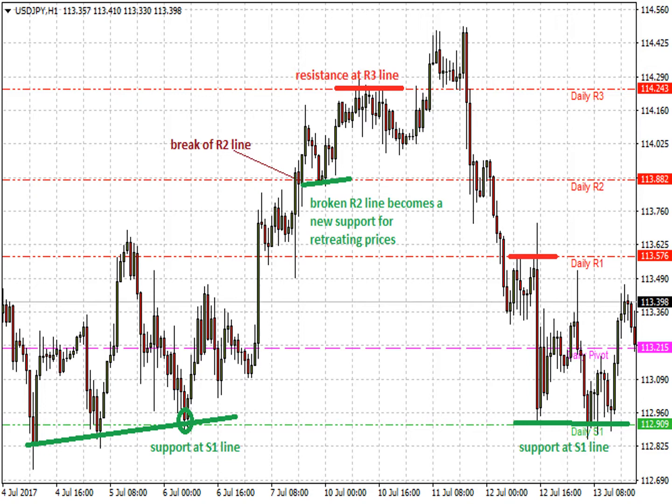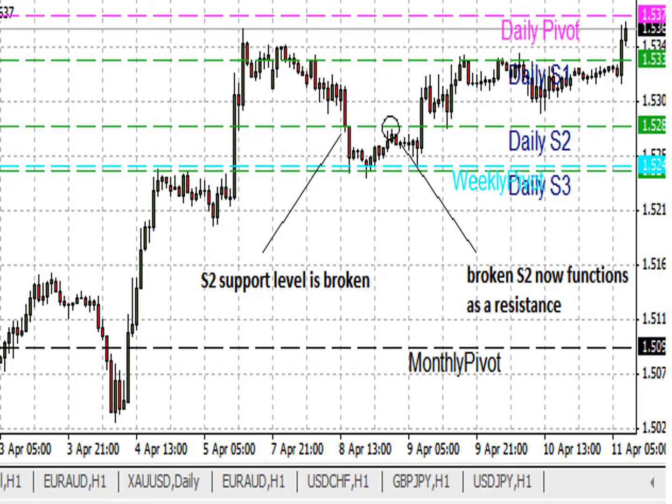A broken pivot point changes its role. For instance, if a price move to the south breaks below the S2 support and tries to reach again for S2, S2 in this case no longer functions as a support but as a resistance. Break of pivot points, an implication for support and resistance.